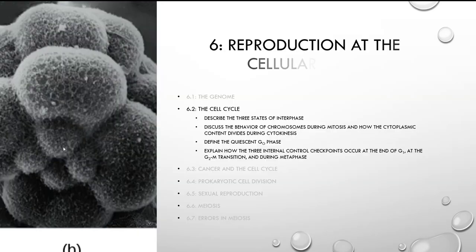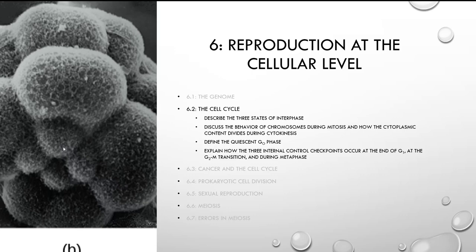All right, we are done with 6.2, the cell cycle. So by now you should be able to describe those three stages of interphase, G1, S, and G2. You should be able to discuss the behavior of chromosomes during mitosis. So think about what happens during prophase, prometaphase, metaphase, anaphase, and telophase, and how the cytoplasmic contents divide during cytokinesis in both animal cells and plant cells.